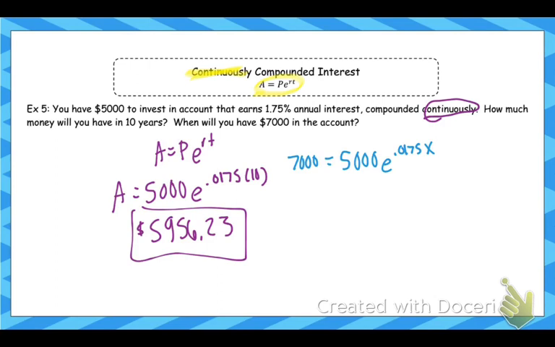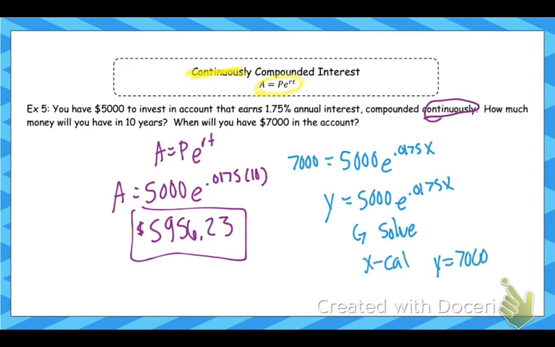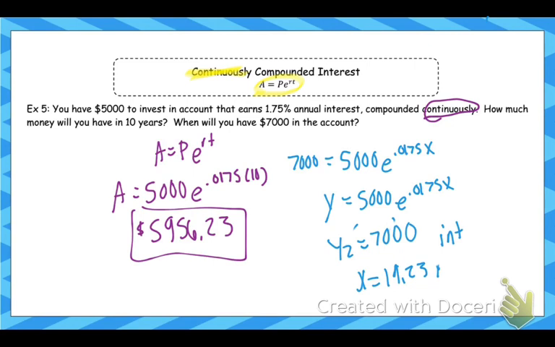So again, in order to solve this, we're going to talk about how to do this algebraically once we get to logs. But for now, we're going to plug this in on our calculator. Again, two options. Plug in your equation, G-Solve, X-Cal, let y equal 7,000. Option 2, Y1, make your Y2 7,000, and then intersect. Either way, you're going to end up with the x coordinate of 19.23 years.